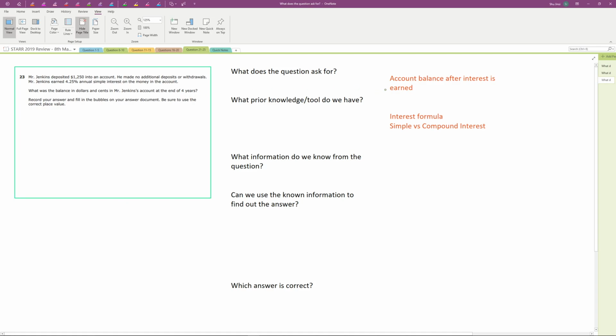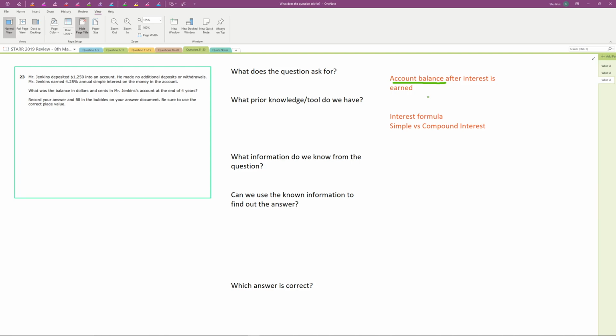So this question is asking about the account balance after interest is earned. Now with this question, we do need a calculator, but this question is actually even simpler than the other questions. So what do we know about interest? We have learned about interest and the formulas for calculation of interest. And you don't even need to memorize those formulas. Those formulas are given to you in the STARR test.